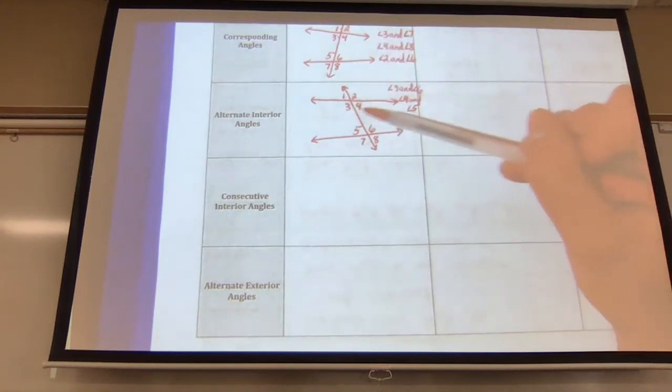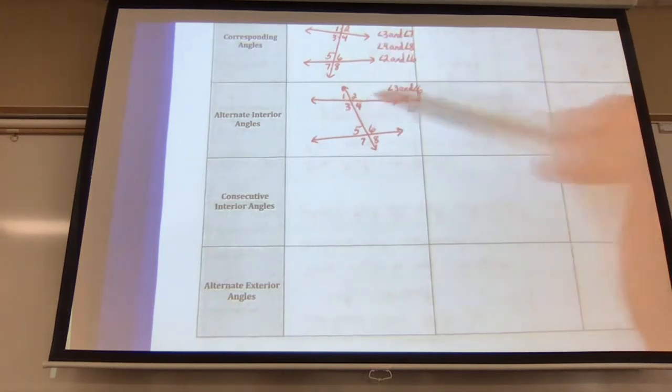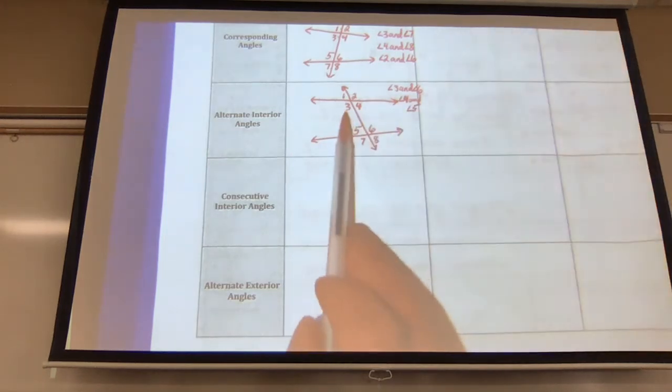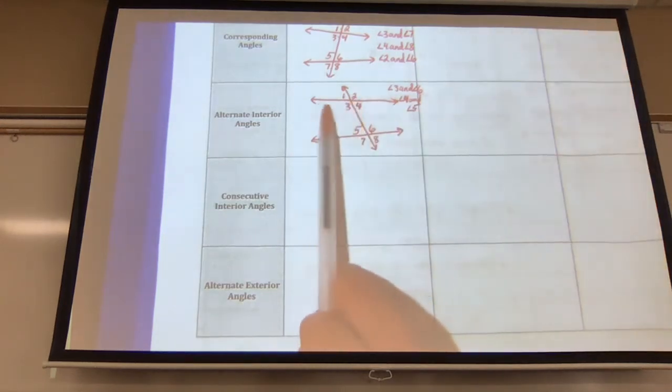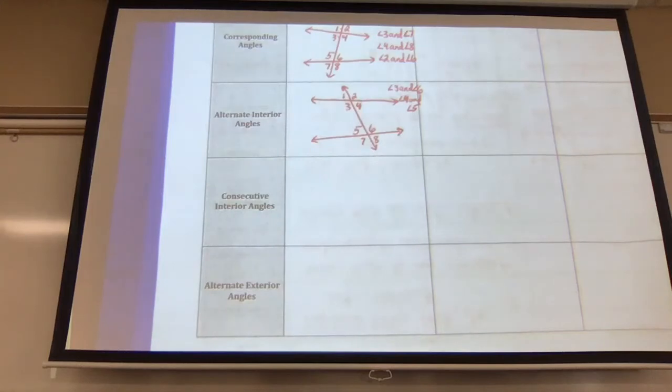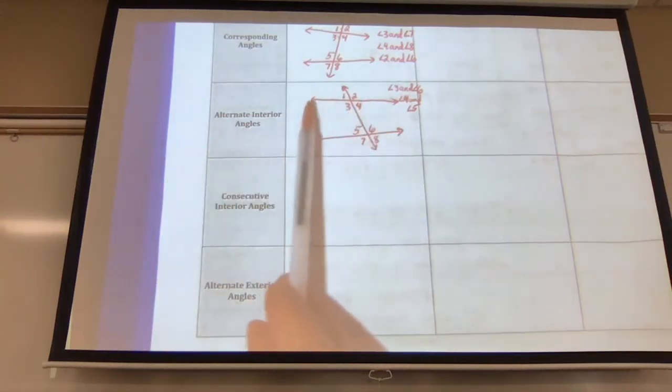Anybody remember the name for that? Two angles next to each other, they form a straight line. It was on your test yesterday. Linear pair. Linear pair is going to be two adjacent angles next to each other, they form a straight line. So that's why 3 and 4 are not alternate interior. We already have a name for those. They're called a linear pair.